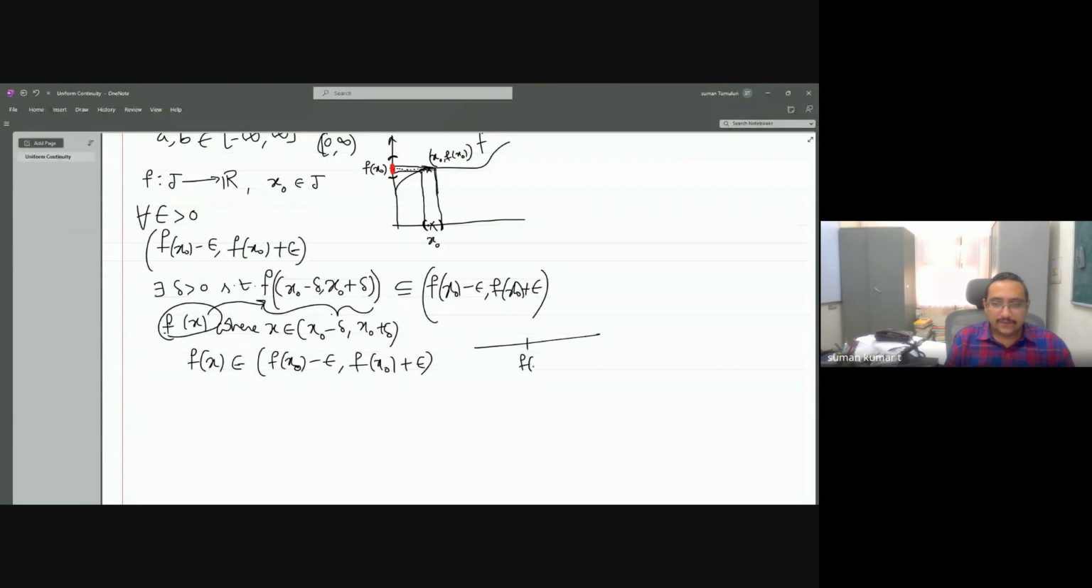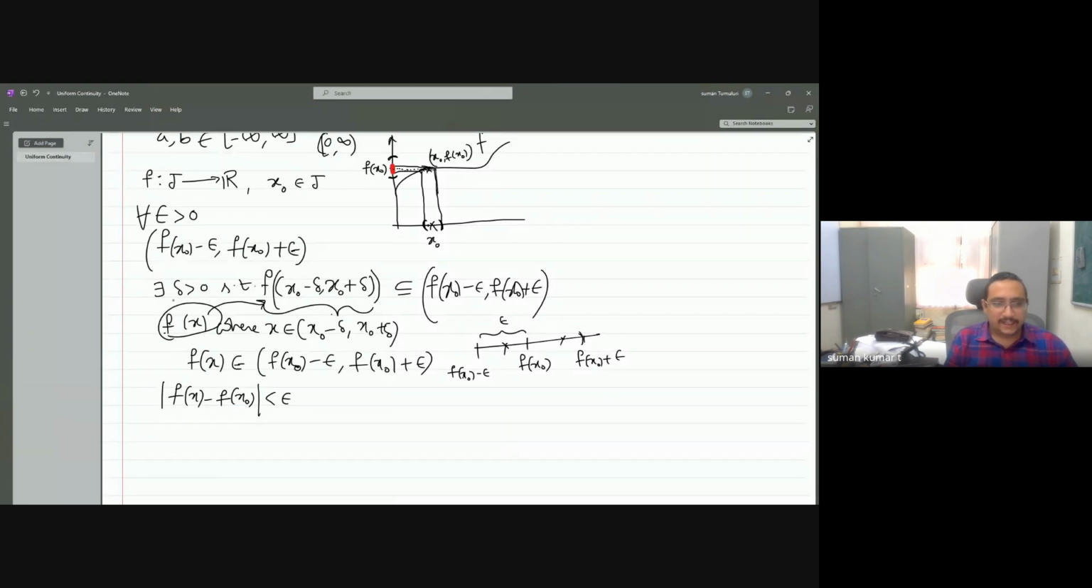This is f of x naught. This length is epsilon. So this is f of x naught minus epsilon, and this is f of x naught plus epsilon. Now f of x belongs to this interval means f of x could be here or it could be here. But no matter where f of x is, the distance between f of x and f of x naught is less than epsilon. In other words, modulus of f of x minus f of x naught is less than epsilon.